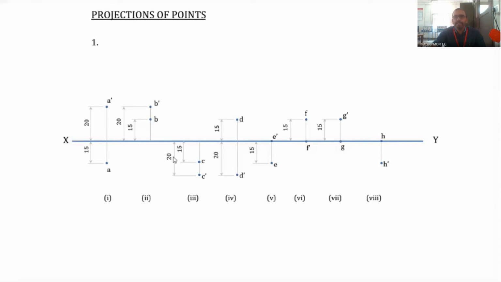And in the 9th condition, the point I is both in HP as well as VP. So both the front view as well as the top view should be on the XY line. So I dash as well as I will be the same point. So this is the drawing that you have to draw in this exercise. Either you can draw it on the same XY line if possible, otherwise you can split it into two.